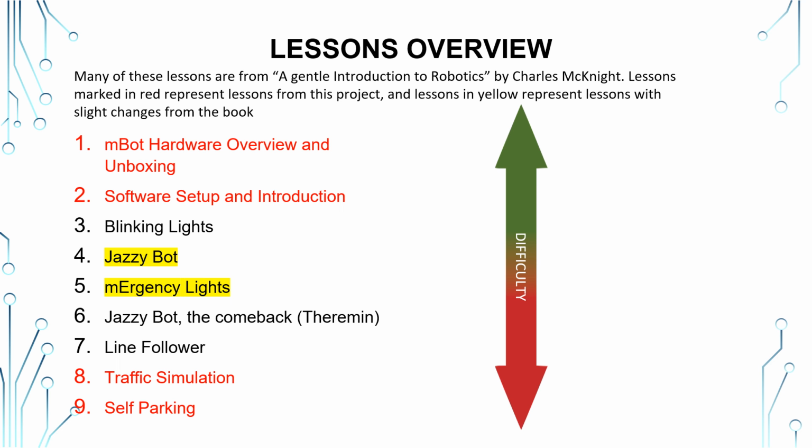The ones that are in red are things that I came up with myself, and the other two, the ones in yellow and the ones in black, are all based on a book called A Gentle Introduction to Robotics by Charles McKnight. But the ones that are in red are basically the ones that I came up with.